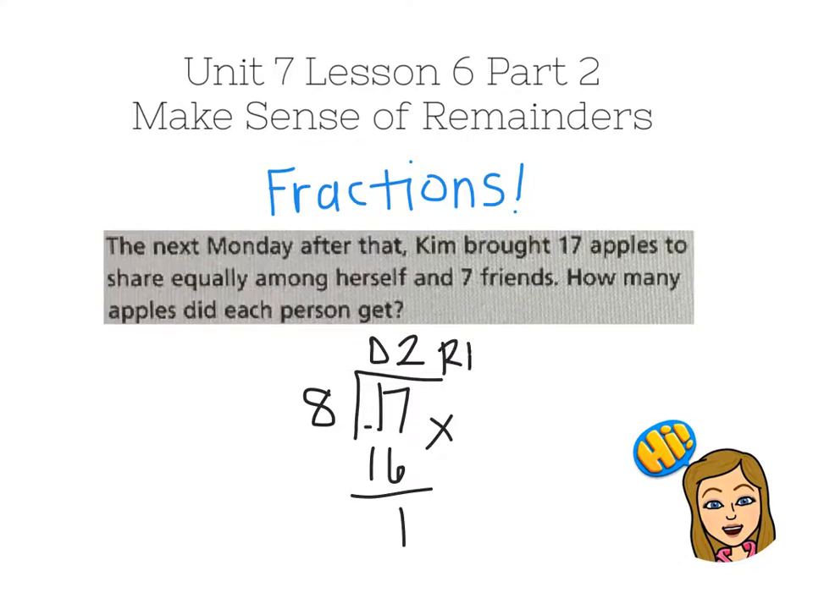But instead, we're going to write our answer as each of these people will get 2 full apples, and then the remainder becomes the numerator, or top number of the fraction, and the number we divided with, the divisor, becomes the denominator, or bottom number in the fraction. So each person will get 2 and then 1/8 apples to share.